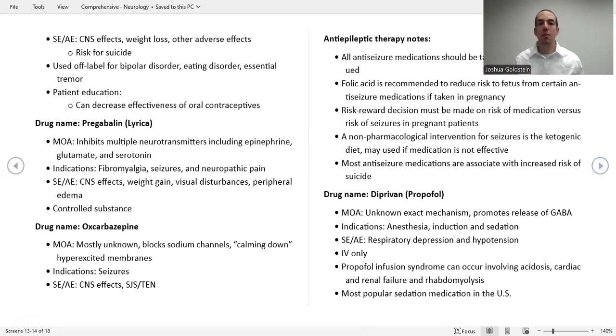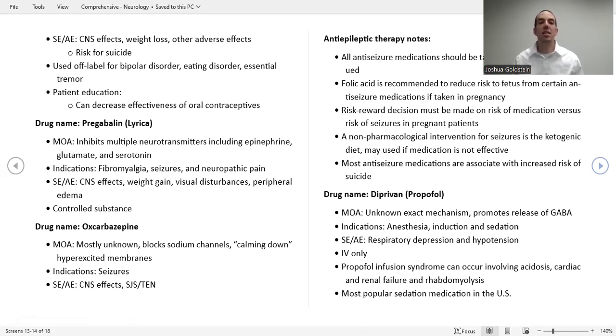Like I just said, it's used for fibromyalgia, for seizures, and for neuropathic pain. Again, the side effects, we have that same CNS effects. Again, these are all neural medications. These are all seizure medications. They're going to mess with your CNS, so they're going to have CNS side effects. This medication actually causes weight gain along with visual disturbances and peripheral edema. And this one is actually a controlled substance, Schedule 5.